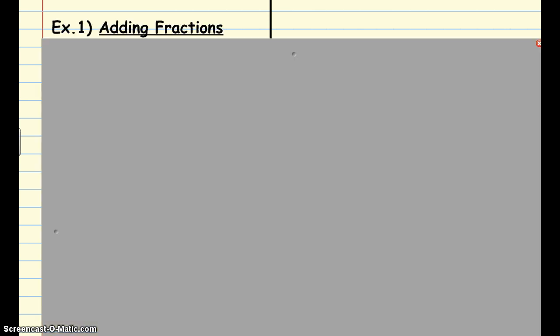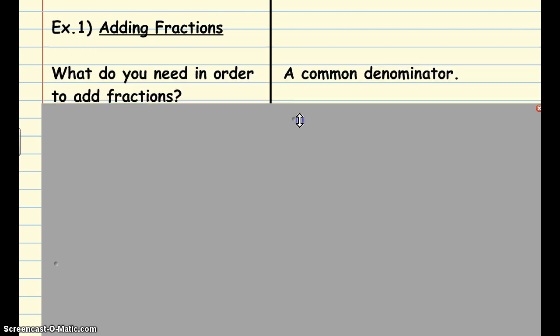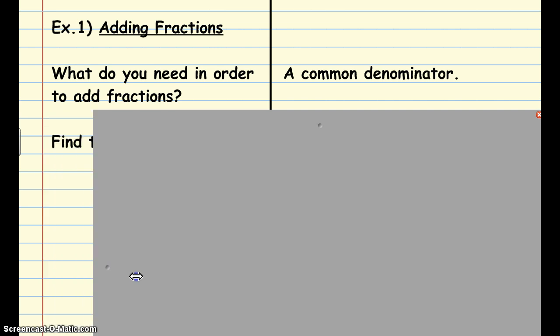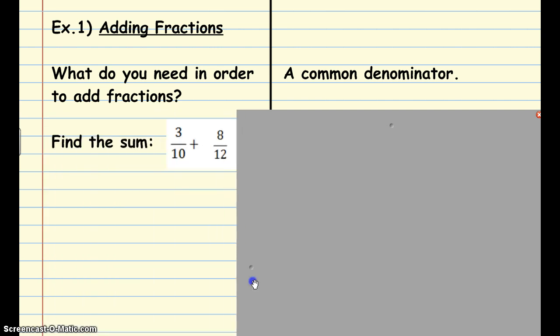So let's get to our first example, adding fractions. And so my first question to you is, what do we need in order to add fractions? And the answer to that is, we need a common denominator. So with my first example, we're going to find the sum of 3/10 and 8/12. So again, like I said, we need to have a common denominator.